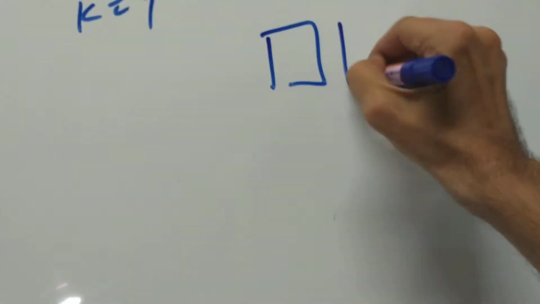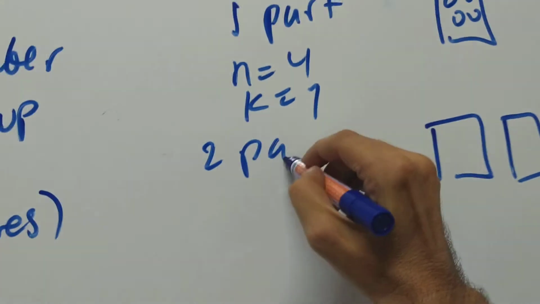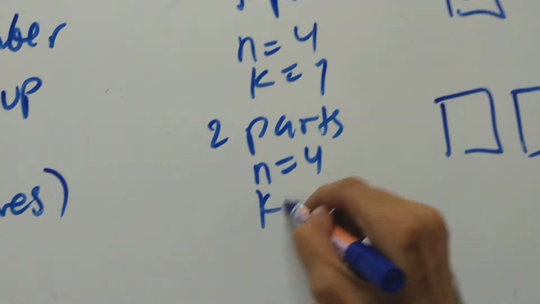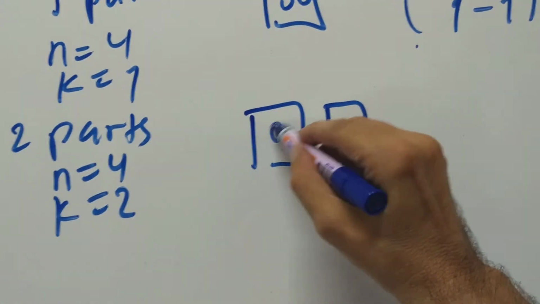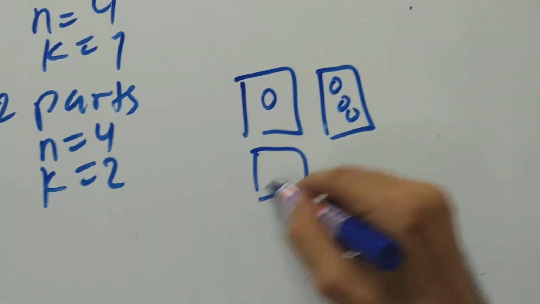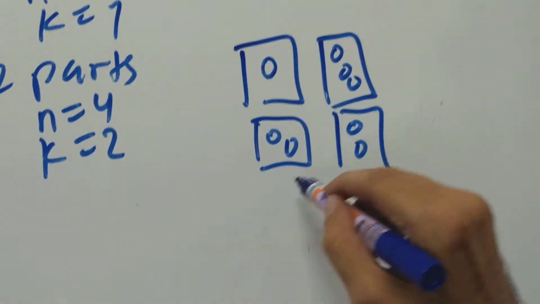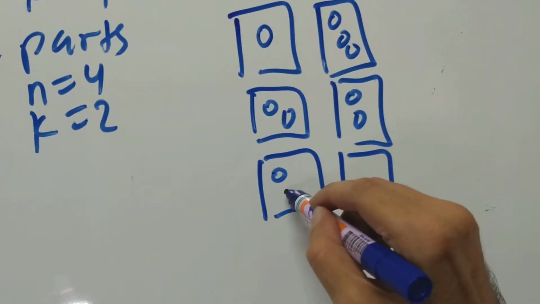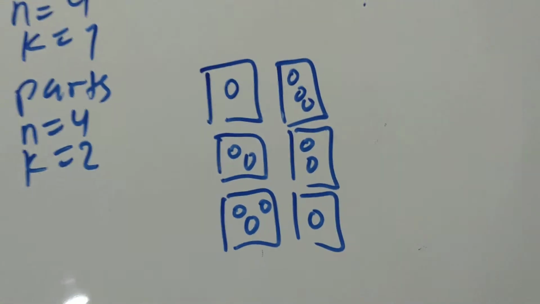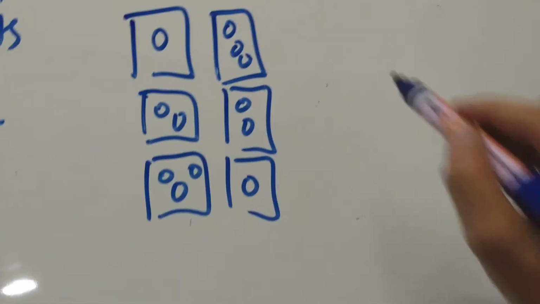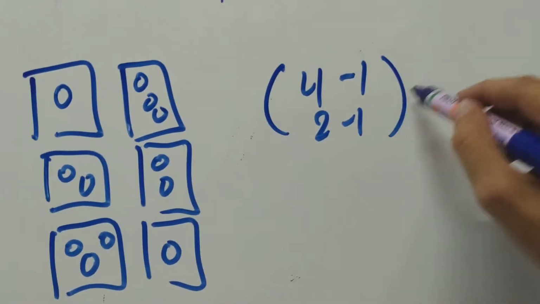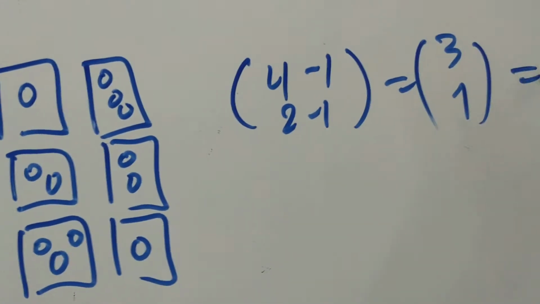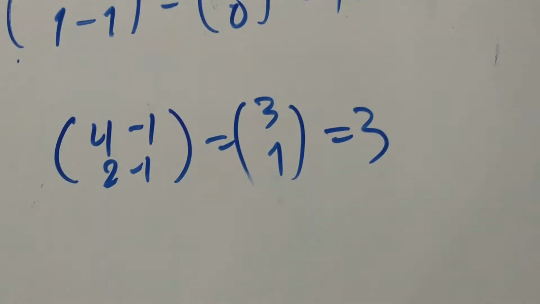Okay, 2 parts. N is 4, k is 2. How many ways to do this? Well, let's count them. 1, 3. That's 1 way. Here's another way: 2, 2. Here's another way: 3, 1. Is there any other ways? I can't think of any. 4 minus 1, 2 minus 1, that's 3, 1. What's 3, 1? 3. We're right.